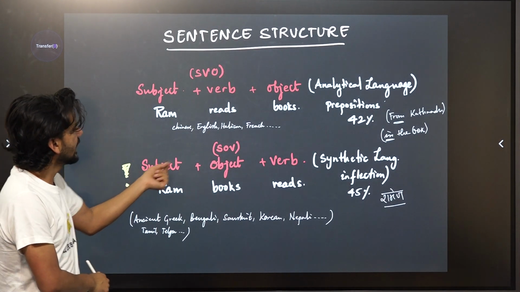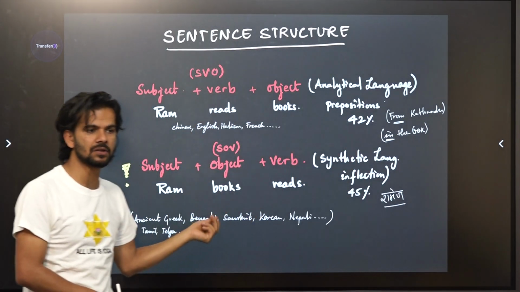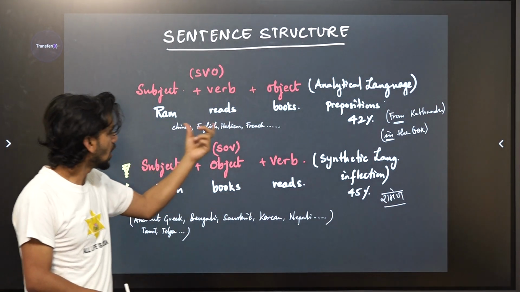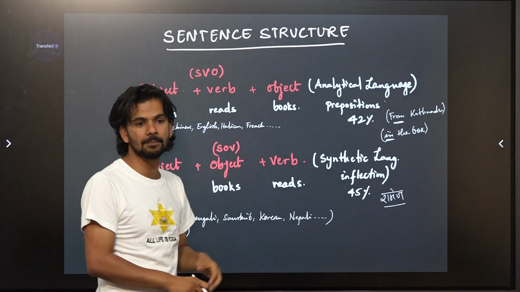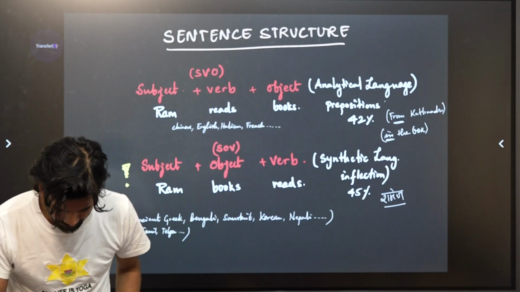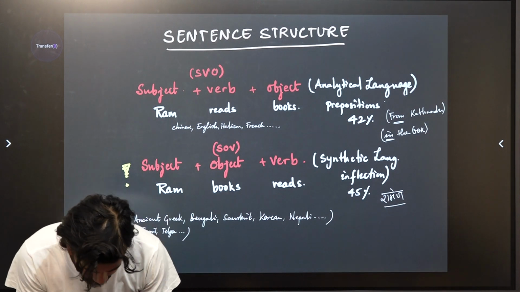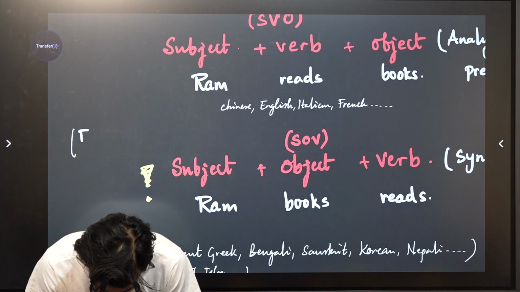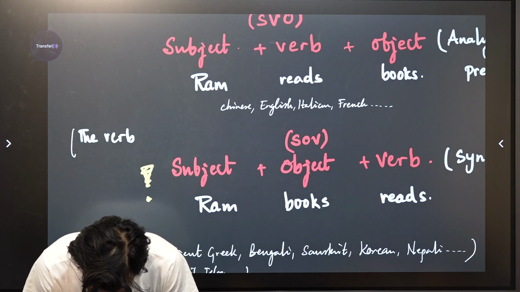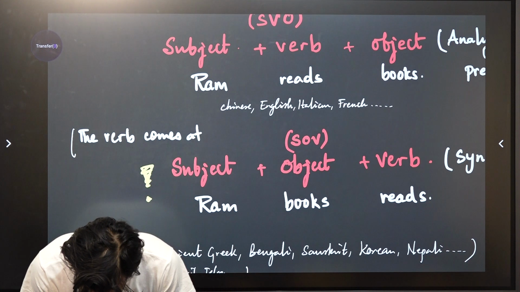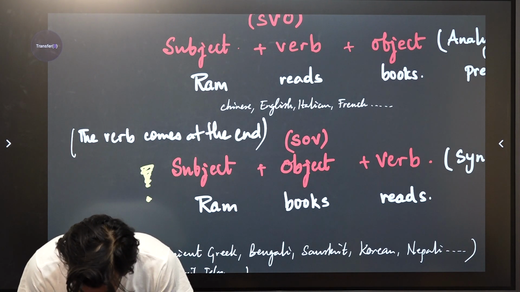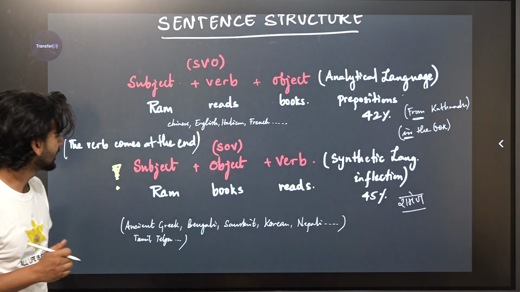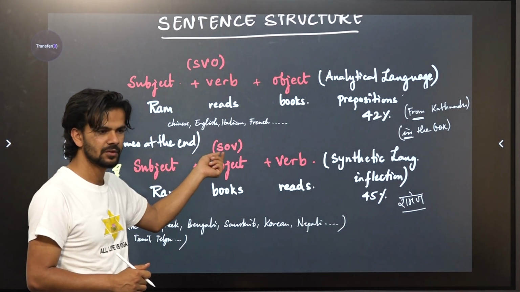Let's have a look at the synthetic language sentence structure. The structure is subject, object and verb. The verb comes at the end, right? What is happening here? The verb comes at the end. And this is not in English, right? Is it in English? No.